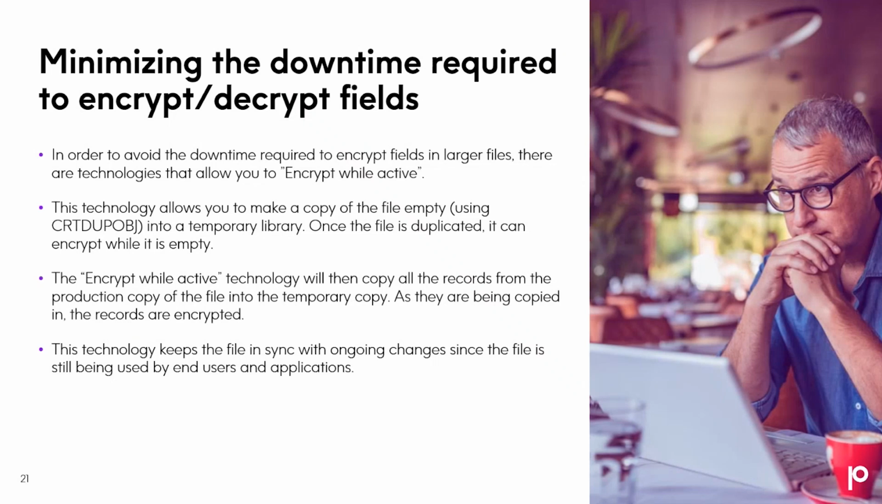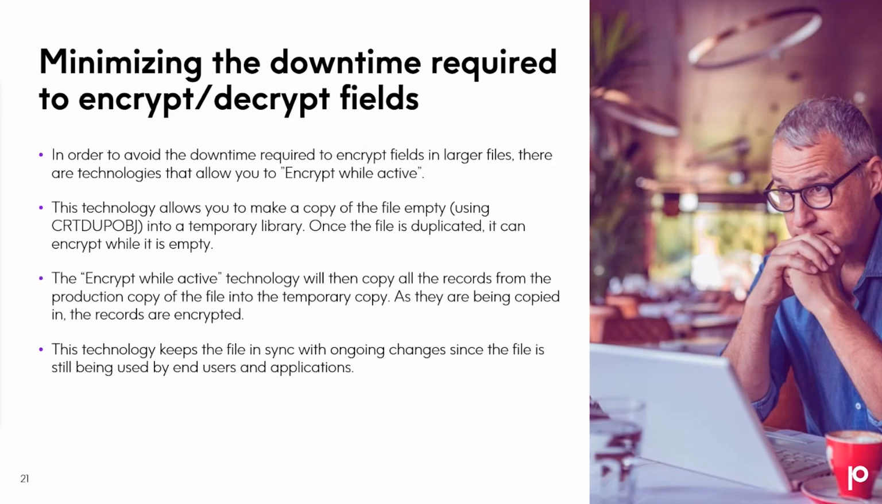The Encrypt While Active technology will then copy all the records from the production copy of the file into the temporary copy. And the problem that solves is the production copy can still be used by your end users. So you're not taking 30 hours of downtime to encrypt a very large file, right? This is now going to happen in the background. And as the records are being copied in, the fields in the records are being encrypted automatically via the field procedure program that's attached to the file and the field.